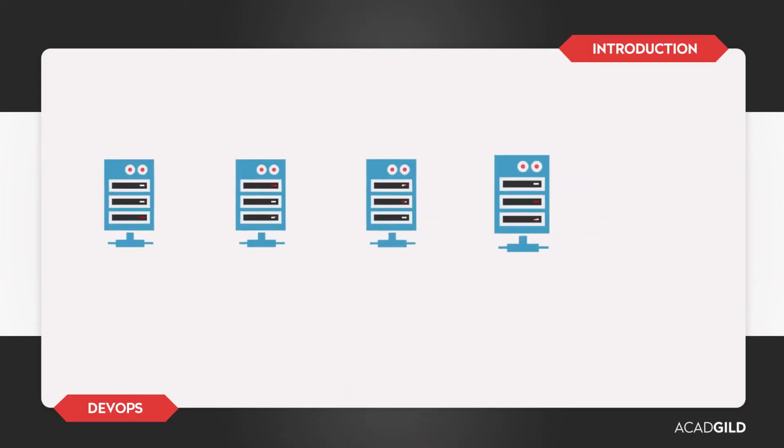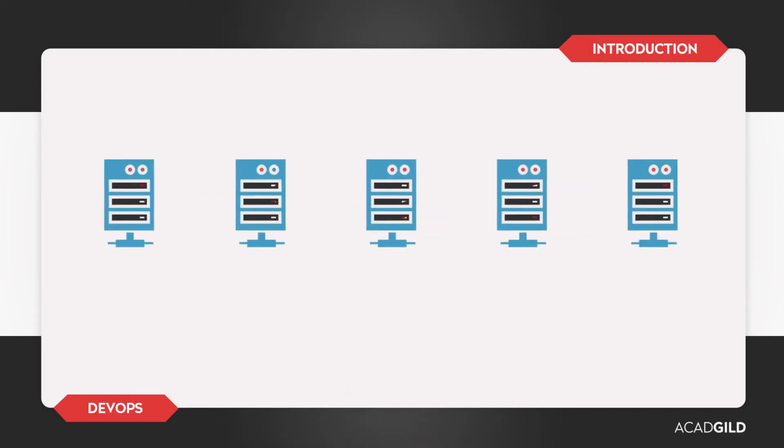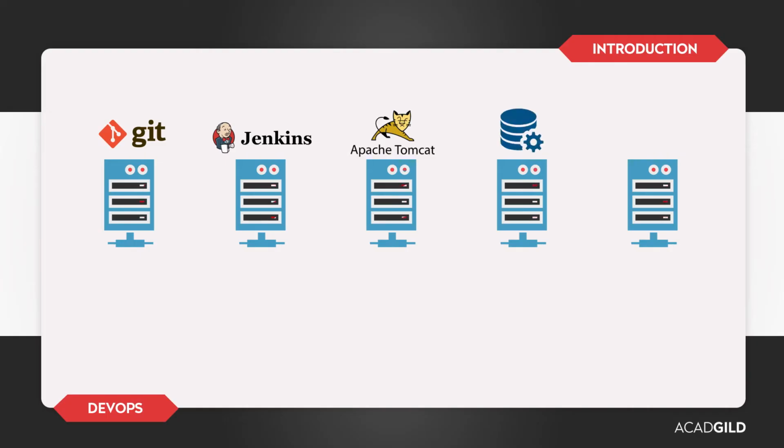Say we have 5 servers. Each of these servers are configured in a certain way. So for example, in server 1, we have Git. In server 2, we have Jenkins. Server 3 has Tomcat. Server 4 is for database, and lastly, Server 5 has Nagios running on it.